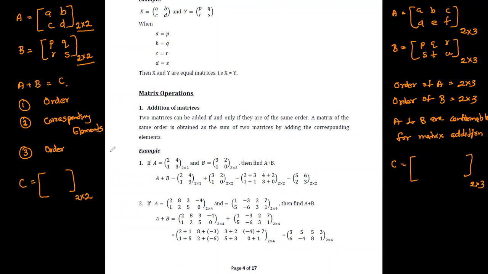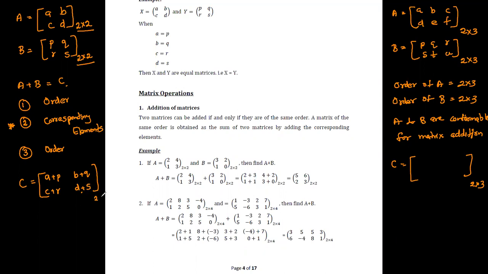To obtain this result, we have to add the corresponding elements. Therefore, if we are going to add the corresponding elements, what will we get here? For the matrix C, we can add the corresponding elements together. The corresponding elements in this place are A and P. Therefore, we can add the element A with element P. Then elements B and Q are added together. Likewise, C and R add together. Then D and S add together.